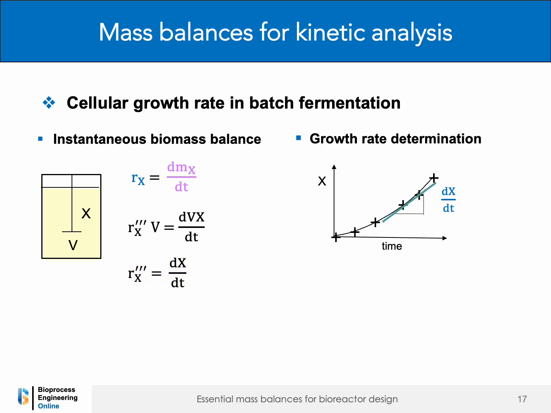Thus, at any given fermentation time, the volumetric growth rate is obtained directly from the time derivative of the biomass concentration, represented by the slope of the tangent to the concentration versus time curve. The specific growth rate, denoted by mu, is then calculated by dividing the volumetric growth rate by the biomass concentration.